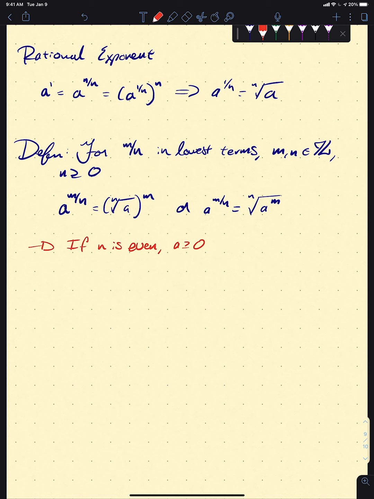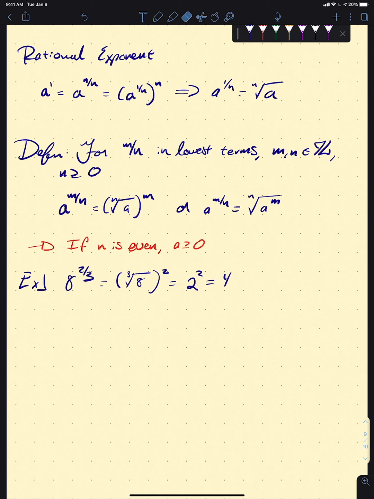And we can do a few quick examples of this because I know that may seem like a confusing definition, right? So let's start with something simple. Let's say 8 to the 2/3, right? You can break this up into whatever order you want. I'm going to take the cube root of 8 first and then square it, right? That's the same as 2 squared, which is 4.